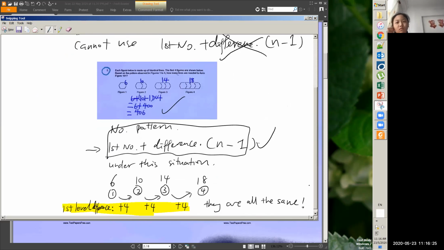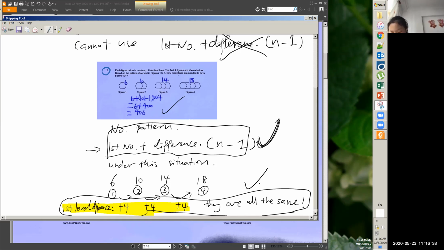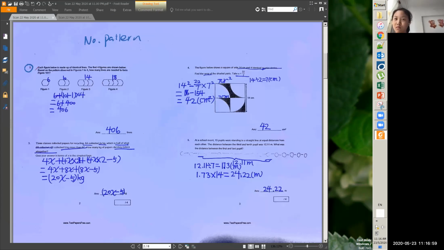In order to use this formula, your first level difference must be the same. That's the key thing. This requirement, first level difference must be the same, must be met. Okay, there was nothing wrong with this. Move on.